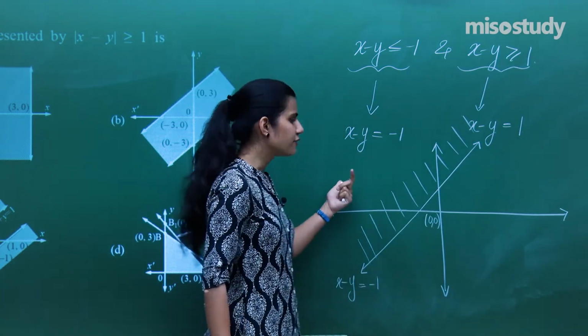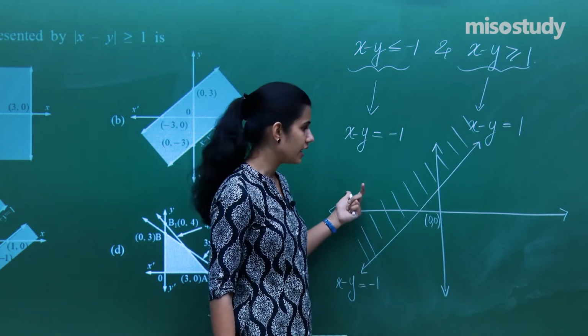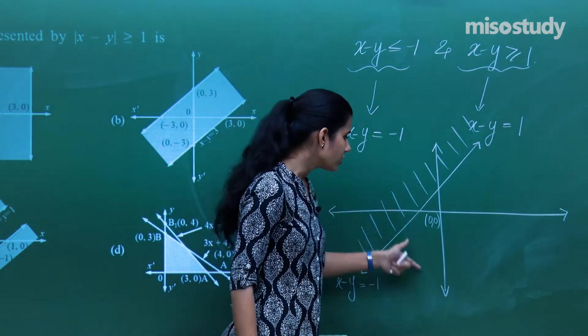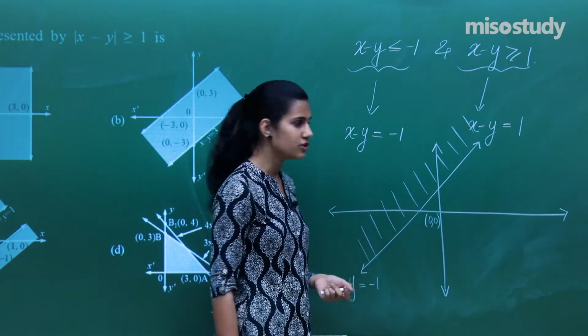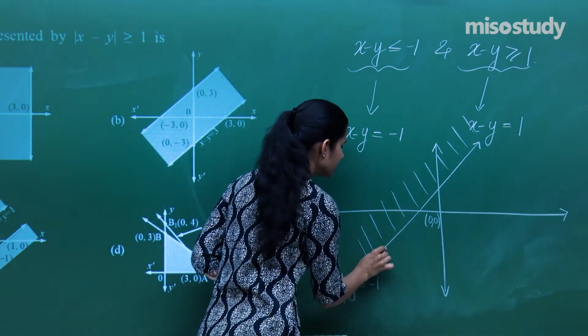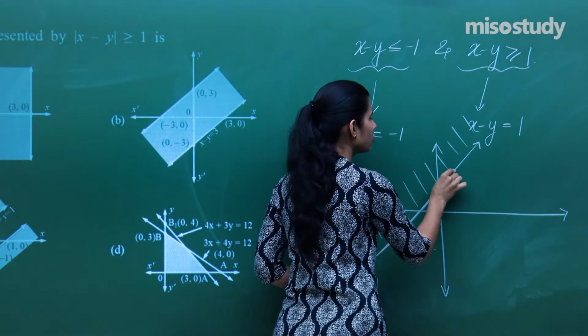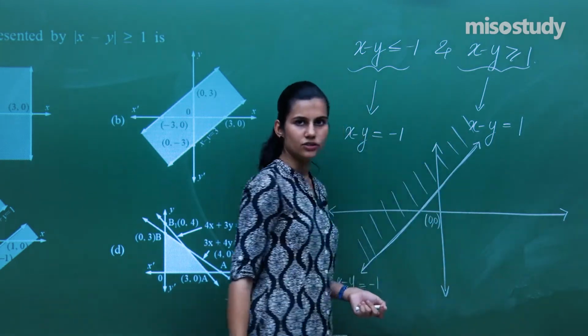That means the side of the line, the region which is on the line or above the line, which is not containing the origin, is going to be the shaded region. I am saying that the line will be included along with this shaded region.